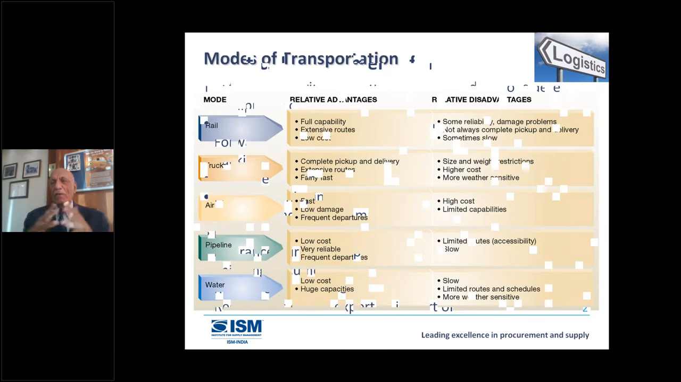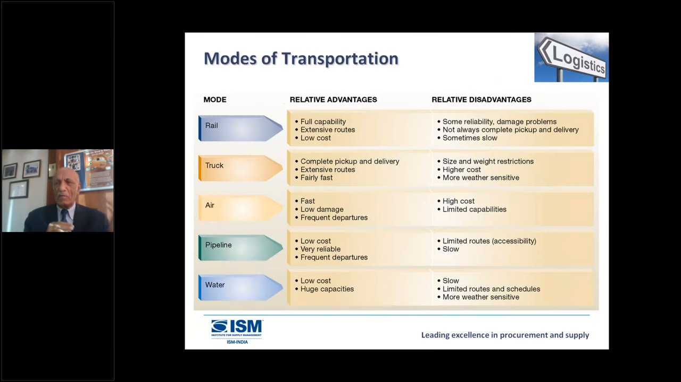If you look at the modes of transportation, one is rail, one is truck, one is air, one is pipeline, one is water. Each one has its own advantages and disadvantages. If I look from the cost angle, obviously water is the lowest cost. Huge capacities. But the disadvantage is it is slower, has limited routes, and is more weather sensitive.